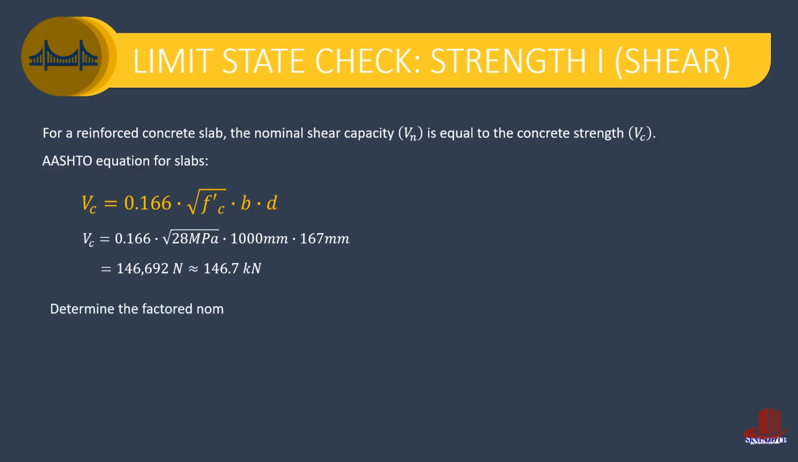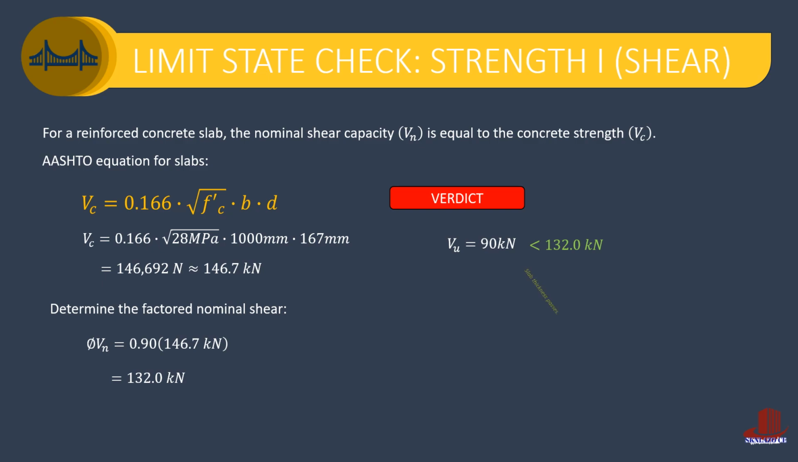Now we factor it to have the nominal shear strength by multiplying it with phi, which is equal to 0.9, resulting to 132 kilonewtons. This is the one compared to the shear resulting from the load, and in the problem, it was given as 90 kilonewtons. The nominal shear is greater, so the slab thickness is safe.